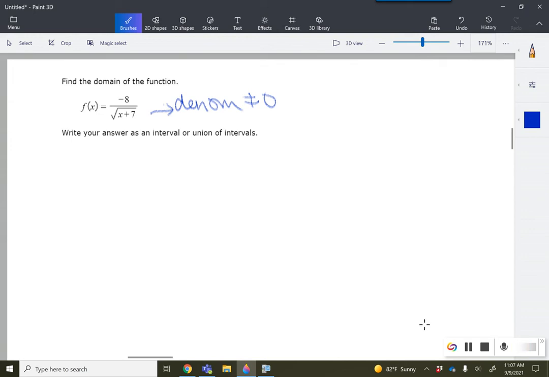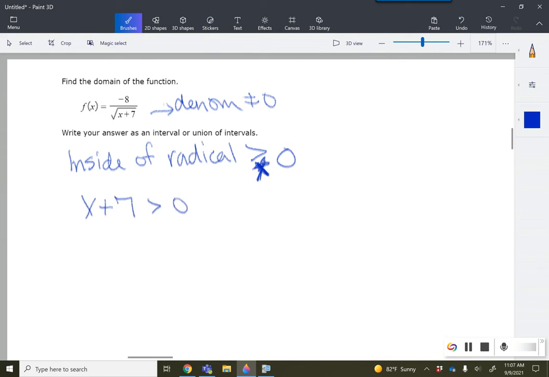So the key to the square root is you're going to take the inside of the radical and set it greater than or equal to 0. Now, since our radical is in the denominator, it cannot equal 0. So our inside is only going to be greater than 0. So we're going to take x plus 7 greater than 0. Again, the reason it's not equal to is because it is in the denominator of a fraction. So solve for x.